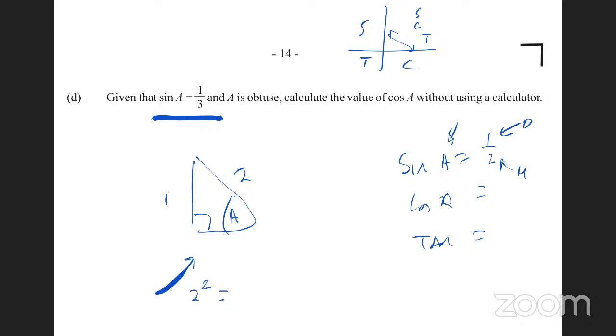2 squared is equal to 1 squared plus adjacent squared, right? So you use Pythagoras' theorem. Work it out and you will get adjacent to be root 3. Now that we know adjacent is root 3, we can find cos. Cos is adjacent over hypotenuse, tan is opposite over adjacent.